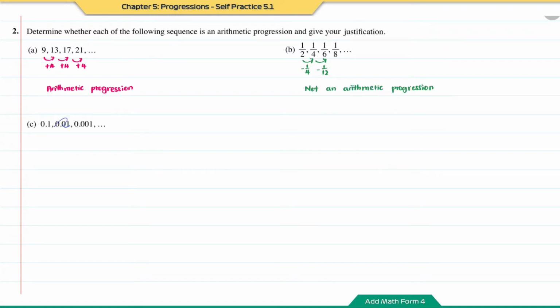Question C. First, find the difference between two consecutive terms. 0.01 minus 0.1, you'll find that the answer is negative 0.09. For the next two consecutive terms, 0.001 minus 0.01, the answer will be negative 0.009. So these two differences are different from each other. They are not a constant value. Therefore, for question C, this sequence is not an arithmetic progression.